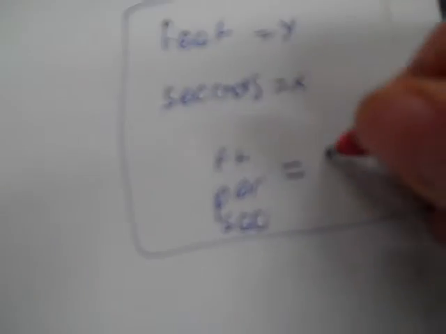Okay, next one's another gravity problem, but this won't take as long. It says a startled armadillo jumps straight into the air with an initial vertical velocity of 14 feet per second. How many seconds until it lands on the ground? So I have feet and seconds. So x is seconds and y is feet. The feet per second is 14.